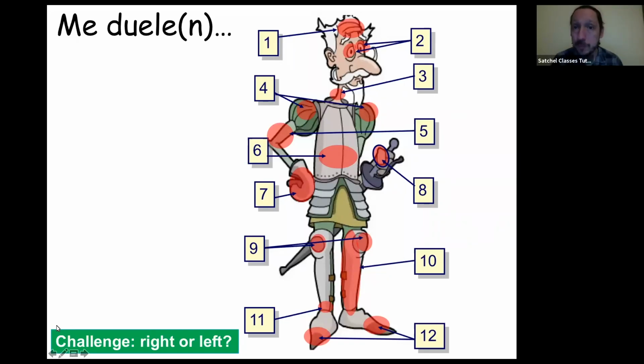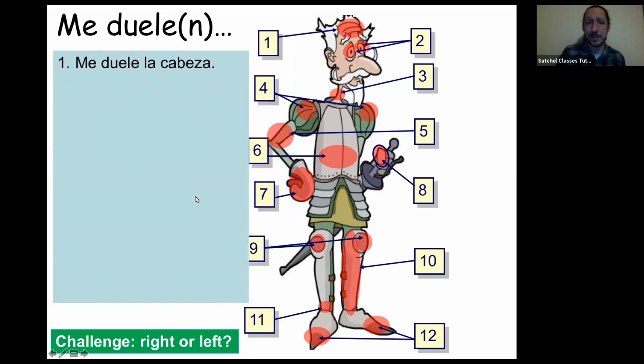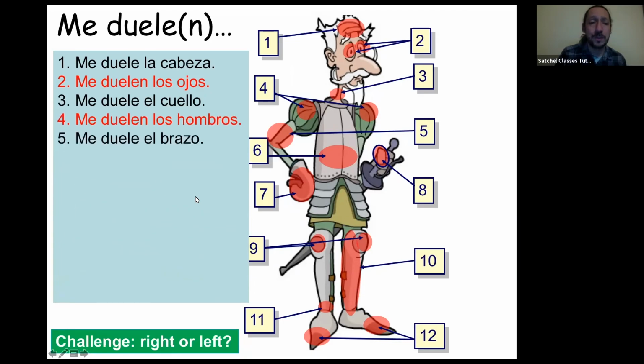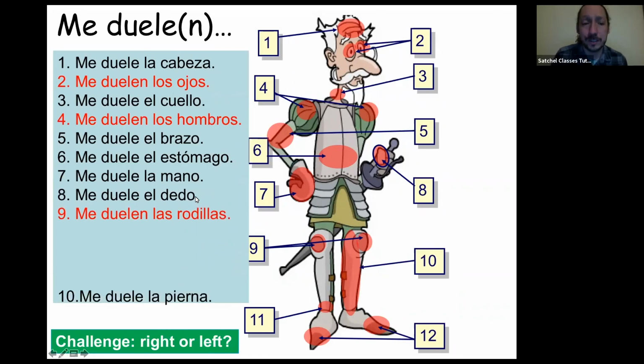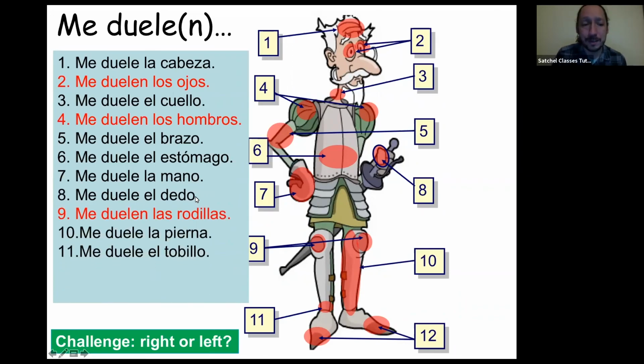Well, I hope you've managed to actually complete this exercise. I'm running out of time here. But what I would like to show you are the answers to this. So here we go. Me duele la cabeza. Me duelen los ojos, plural. Me duele el cuello. Me duelen los hombros. Me duele el brazo. Me duele el estómago. Me duele la mano. Me duele el dedo. Me duelen las rodillas. Me duele la pierna, me duele el tobillo, y finalmente, me duelen los pies.